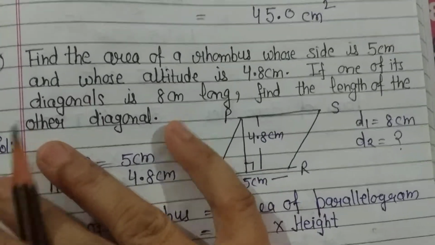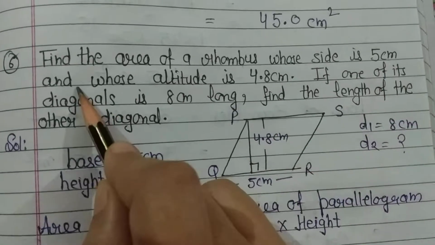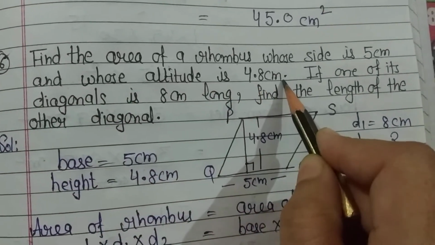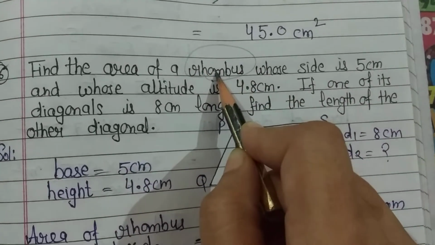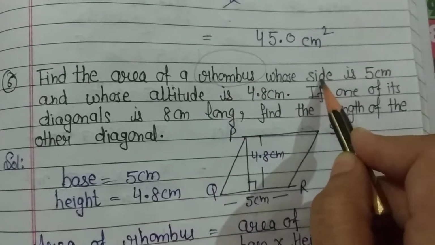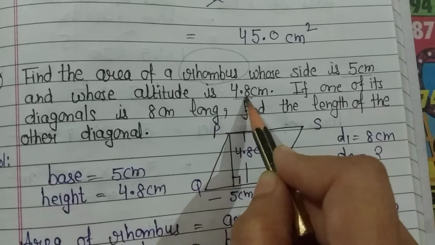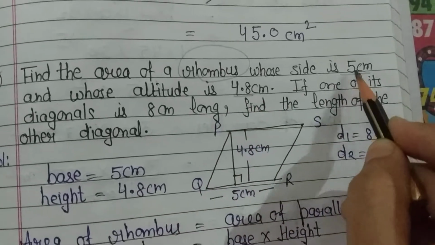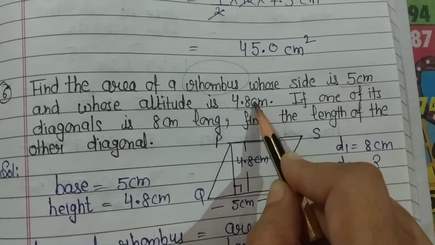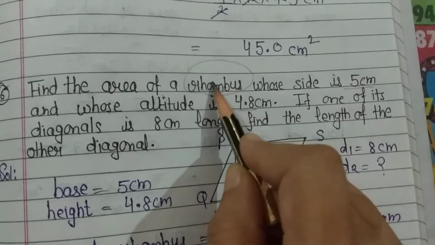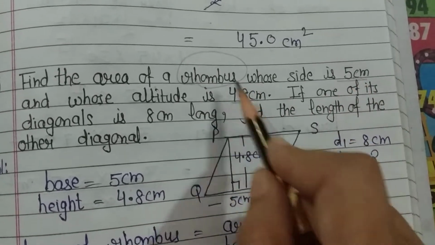Now question number 6. Find the area of a rhombus whose side is 5 centimeter and whose altitude is 4.8 centimeter. Now you have to find the area of the rhombus, but diagonals are not given. Here the side is given 5 centimeter and the altitude is given 4.8 centimeter. It means the base and the height are given. And base into height is the formula to find the area of parallelogram, and rhombus is again a parallelogram, so we can use the formula base into height for rhombus.